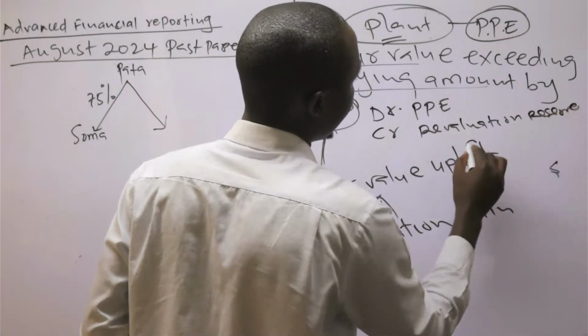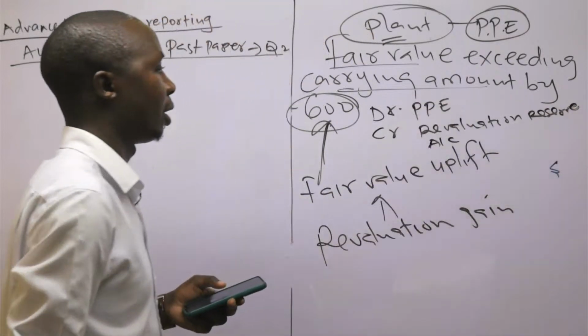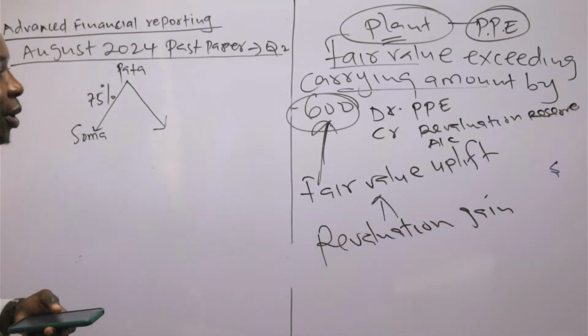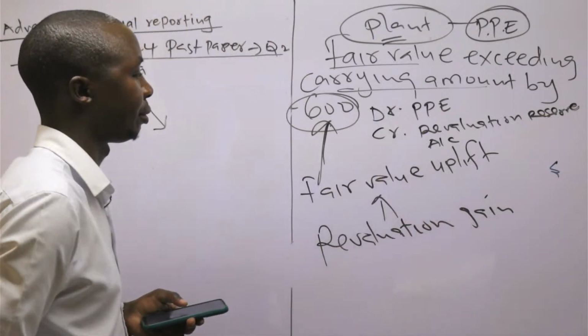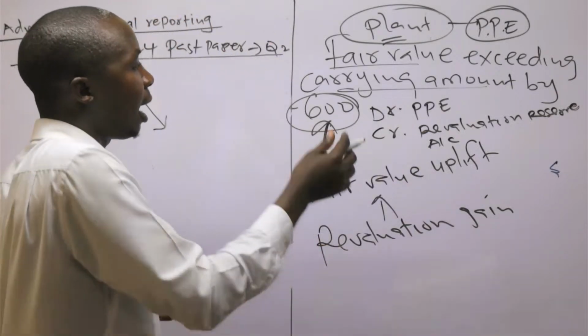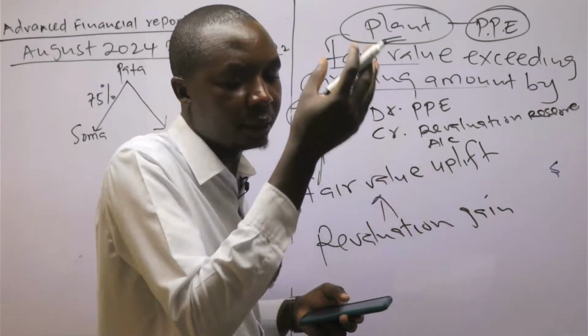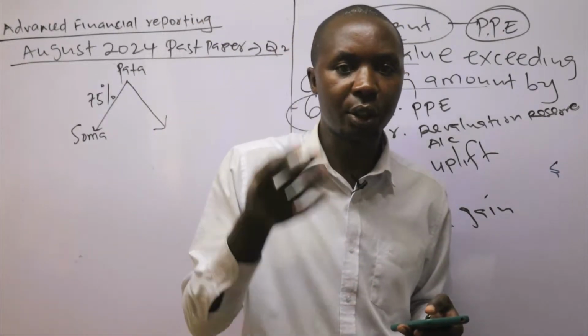Revaluation reserve account. You do that. So debit the property, plant, and equipment account, credit the revaluation reserve account. So meaning that the asset has increased in value. There is a revaluation gain.